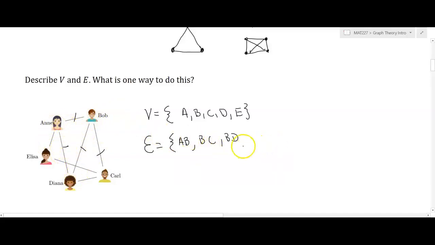So that would be AD, and then here we have AE, and finally we have CE, which is that edge right there, or EC, it doesn't matter which way we list those. So that's a complete description of this graph.